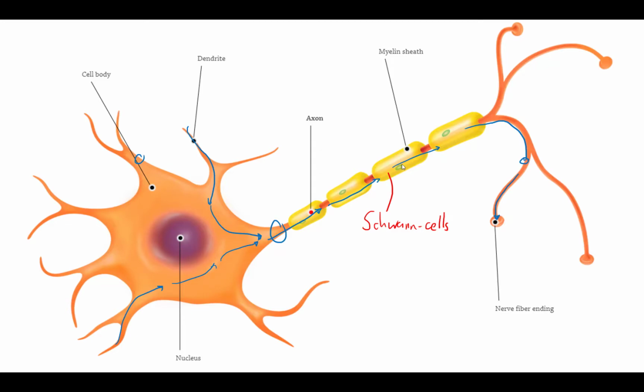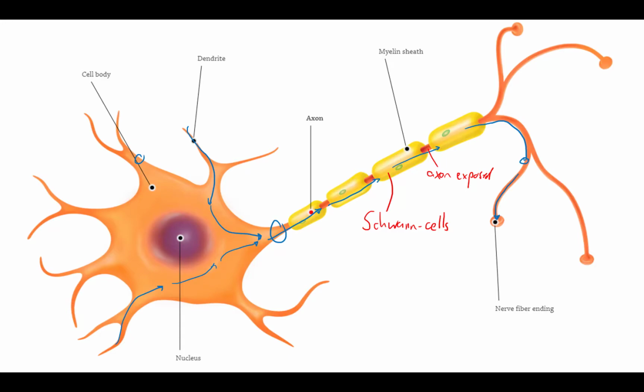So all we can see, or the only areas where the axon is actually exposed, is in between these Schwann cells. So we've got these little nodes here where the axon is exposed in only a few locations. And this has a big benefit.